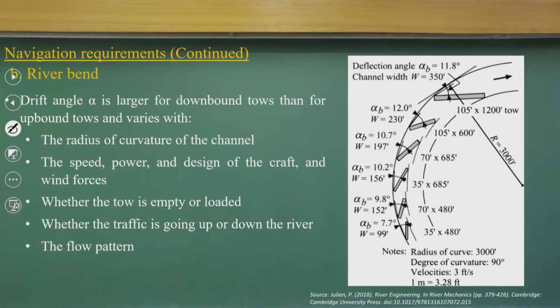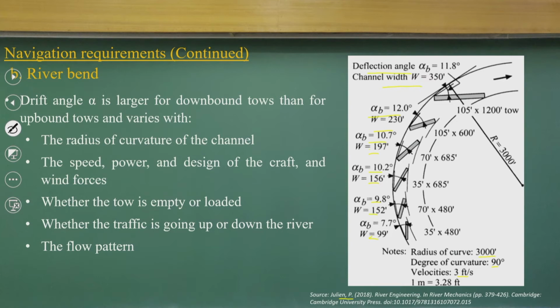If you look at this figure, you can understand that the radius of curvature is 3000 feet, the degree of curvature is 90, and the velocity is 3 feet per second. This is from P.J. Julian's book. If you look at it, you can see how the deflection angles are changing and the channel width requirement. As the vessel goes, you can see how the deflection angles and the channel width requirement change. That is what is being shown to you.